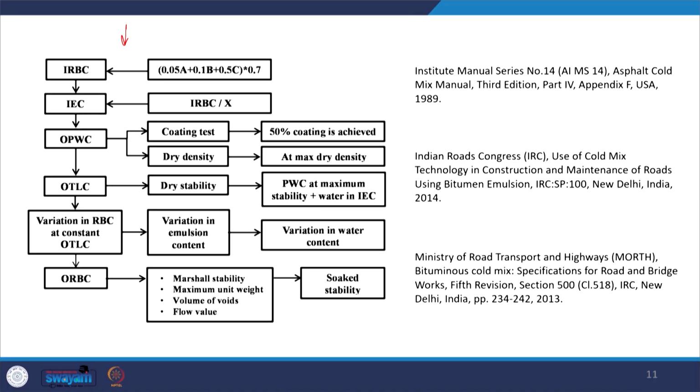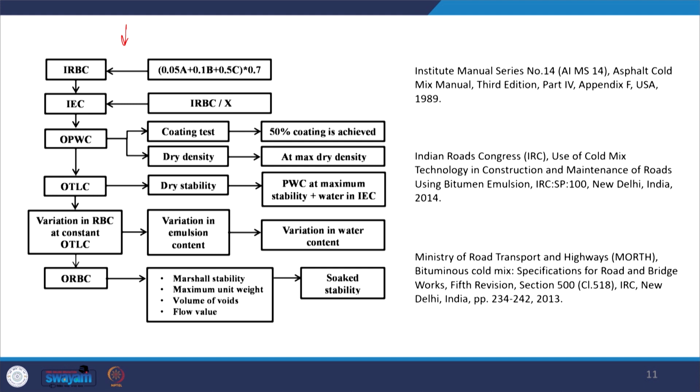Again this is one difference between IRC SP 100 and the table given in the Ministry of Road Transport and Highways handbook, that IRC SP 100 states that for cold mix asphalt the air void can be in the range of around 7 to 10%. So this is again one of the differences between the existing guidelines. Everything which we have discussed can be summarized using this flow chart, which is again taken from the review paper. I will just do a very quick recap.